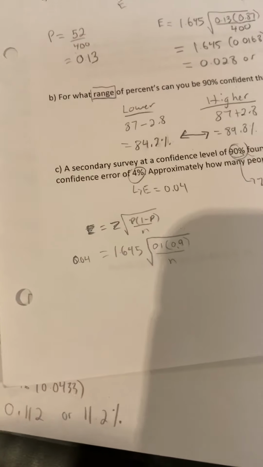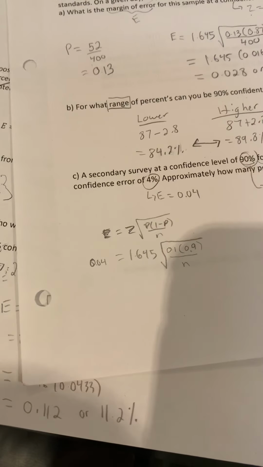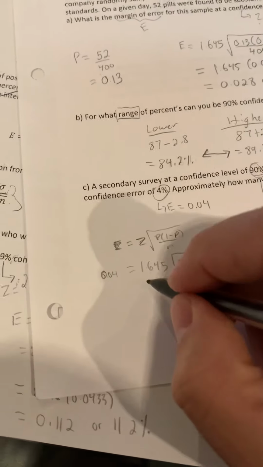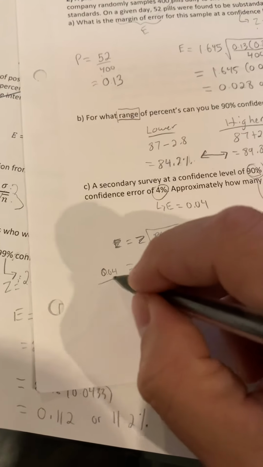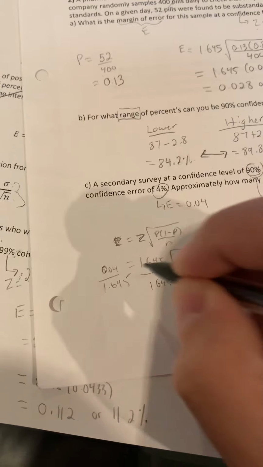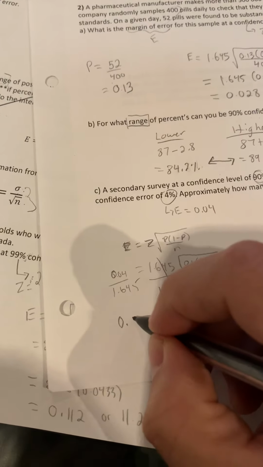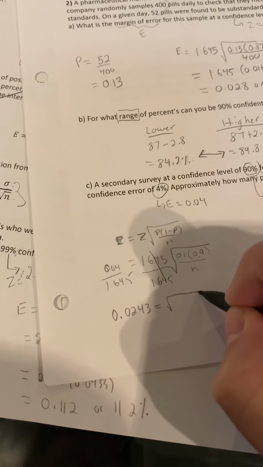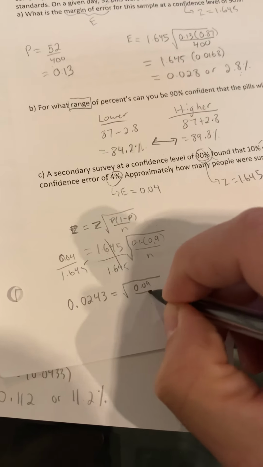Okay, now we have to isolate for N. Since we're multiplying by 1.645, we're going to divide by 1.645. So that gives us 0.0243, equals the square root. If we multiply these two, we get 0.09 over N.